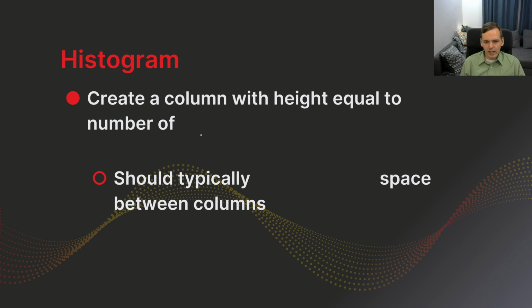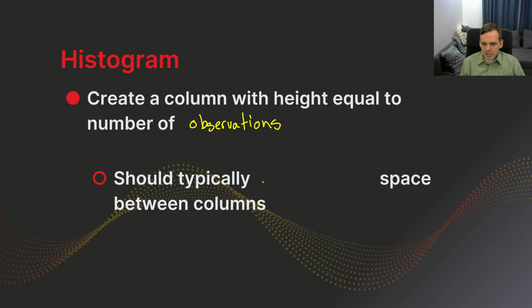And then we create a column with the height equal to the number of observations. So if there were 30 that fell into that class, your height goes up to 30.